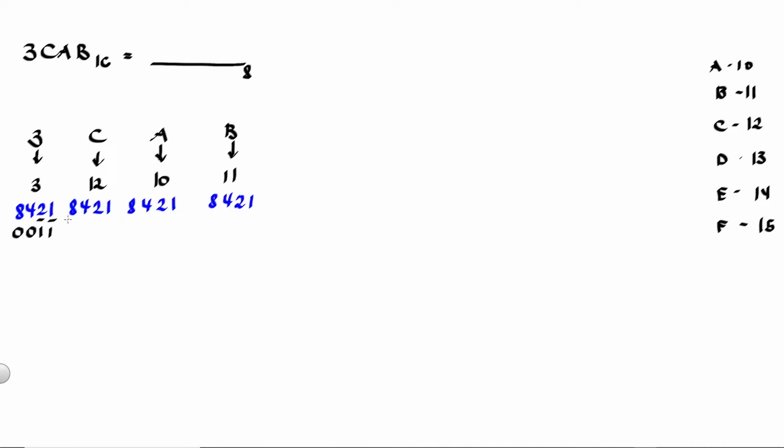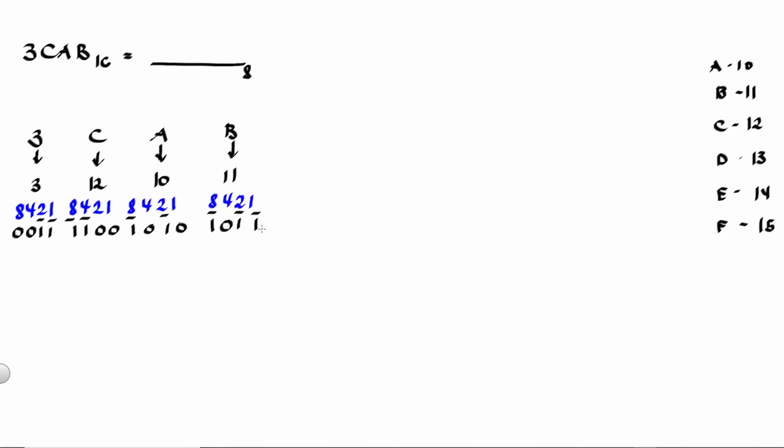And 12 is the sum of 8 and 4, so these are 1s. And since we don't use 2 and 1, these are zeros. 10 is the sum of 8 and 2. So this is 1 and 1. And this is 0 and 0. For 11, 11 is the sum of 8, 2, and 1. So these are 1, 1, and 1. And since we don't use 4, this is 0. So 3CAB is equivalent to 0011, 1100, 1010, 1011 in binary.